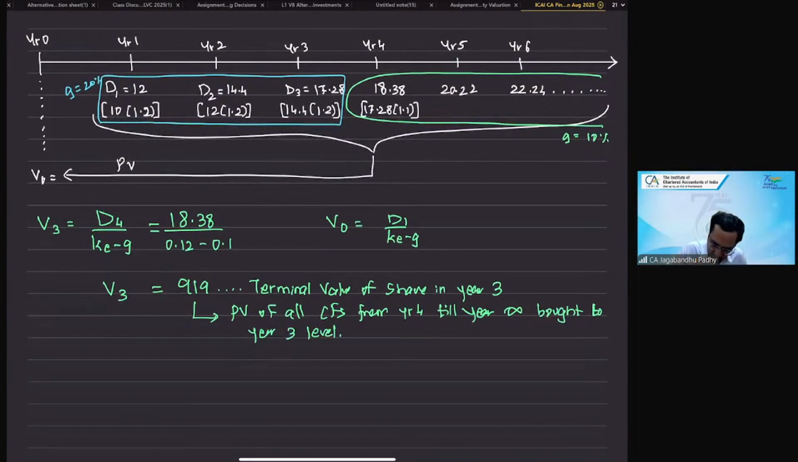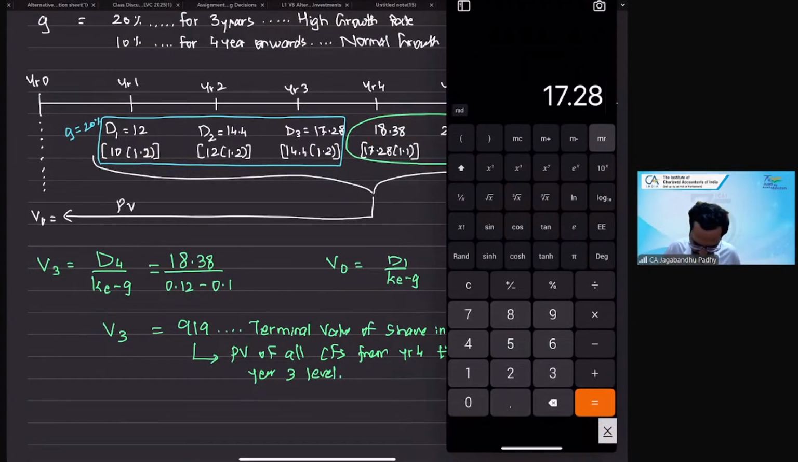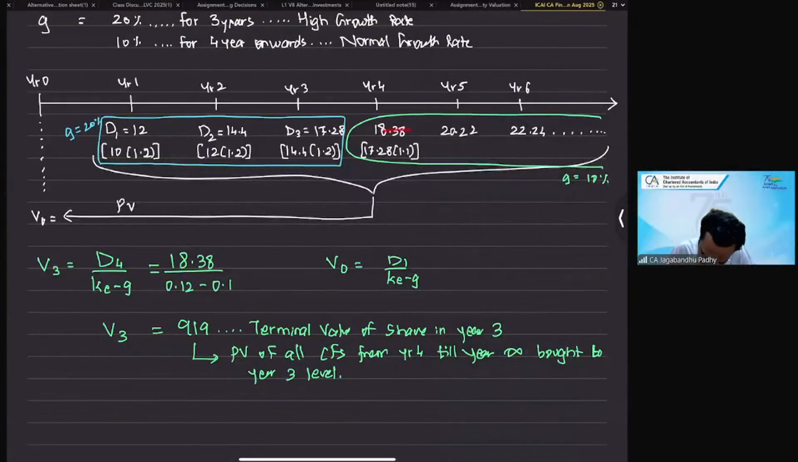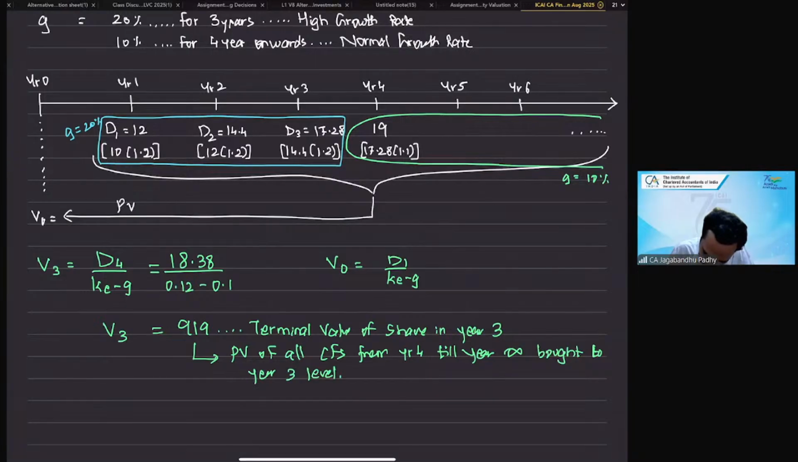I am getting something else, sir. You're getting something else? That number, 17.28 into 1.1, that's actually 19. This is 19, guys. Who said this 18.38? Then, in fact, these numbers are also going to change: 20.91, then 22.9, 23.01. Okay, then we can definitely say the value of the company in year 3 is going to be 19 upon this, or can I say 950?